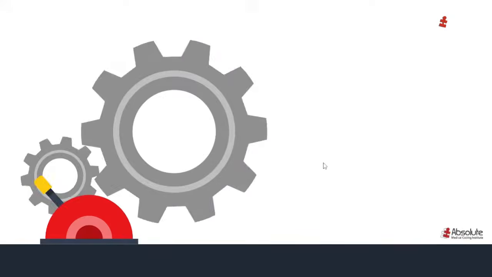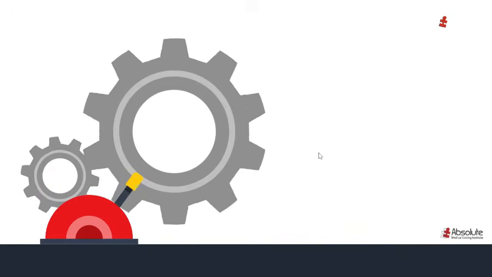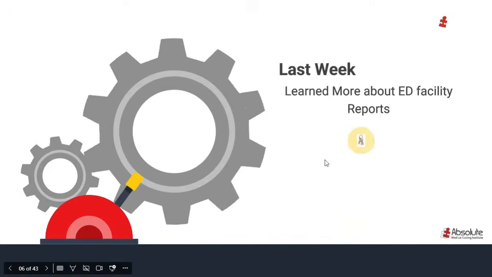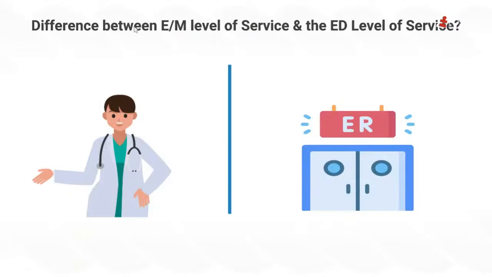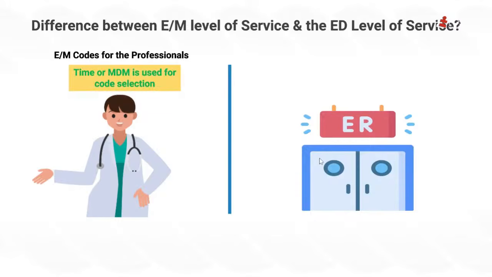All right, let's get started. So I got my sound check out of the way. Thank you all so much for engaging. Last week, we learned more about ED facility reports. This week, we're going to do more, but for the people that are new, I'm going to review very quickly: when you're coding for emergency departments, you're coding for the facility, right? The facility. That means you're not coding for the provider or professional. No, you're coding for the facility. And what is the difference?